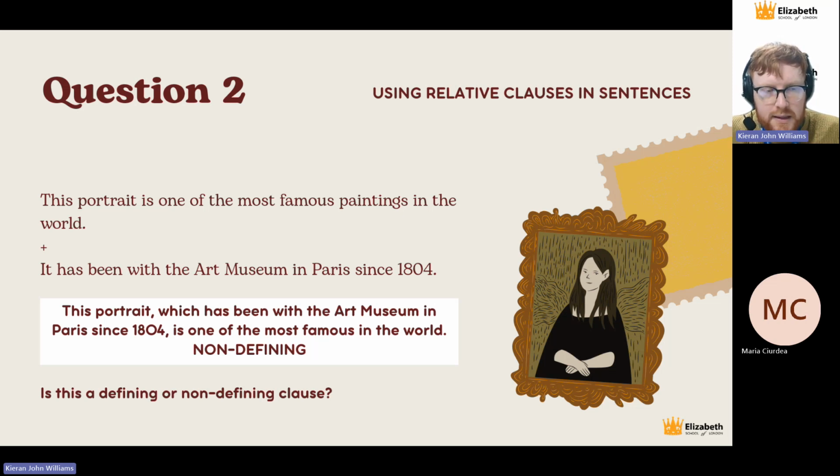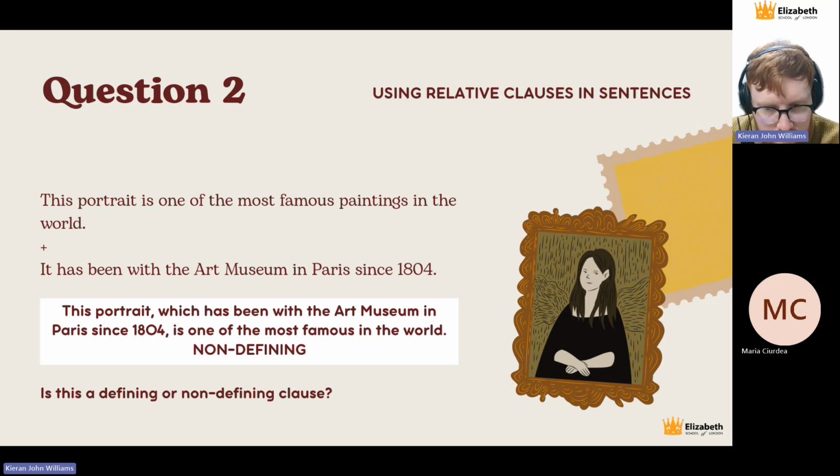So when we put it together, exactly like you said, this portrait, which has been with the Art Museum in Paris since 1804, is one of the most famous in the world. And if we notice here, there is a comma before and a comma after. So that tells us it is a non-defining relative clause. It gives us some extra information, and if we remove that information, the sentence still has logic and meaning: this portrait is one of the most famous in the world. Well done there with your answers.